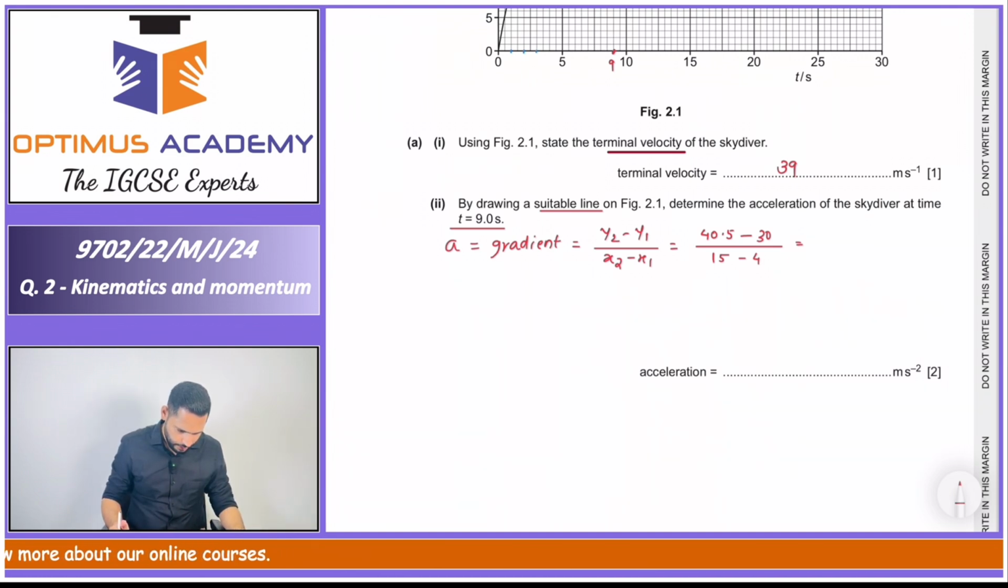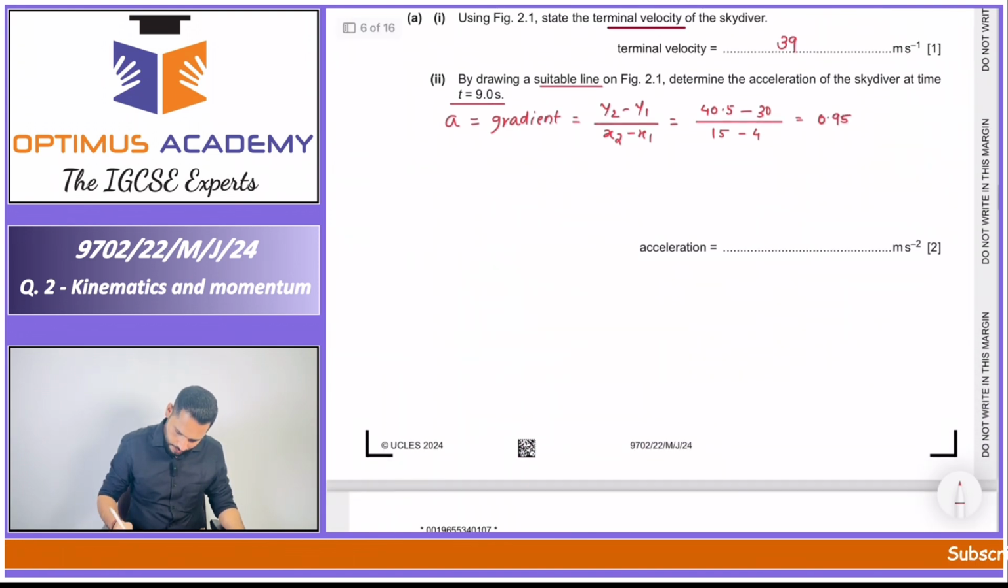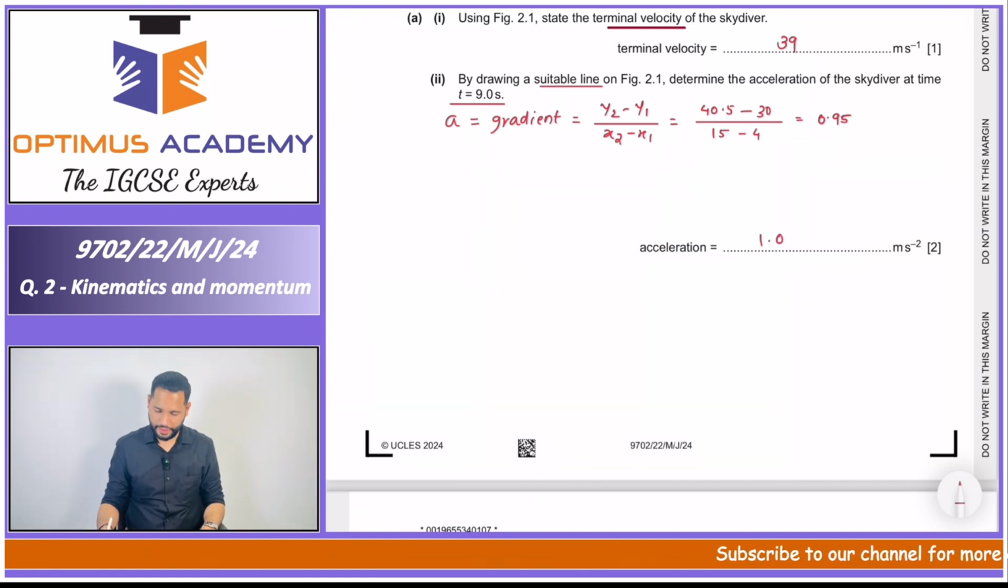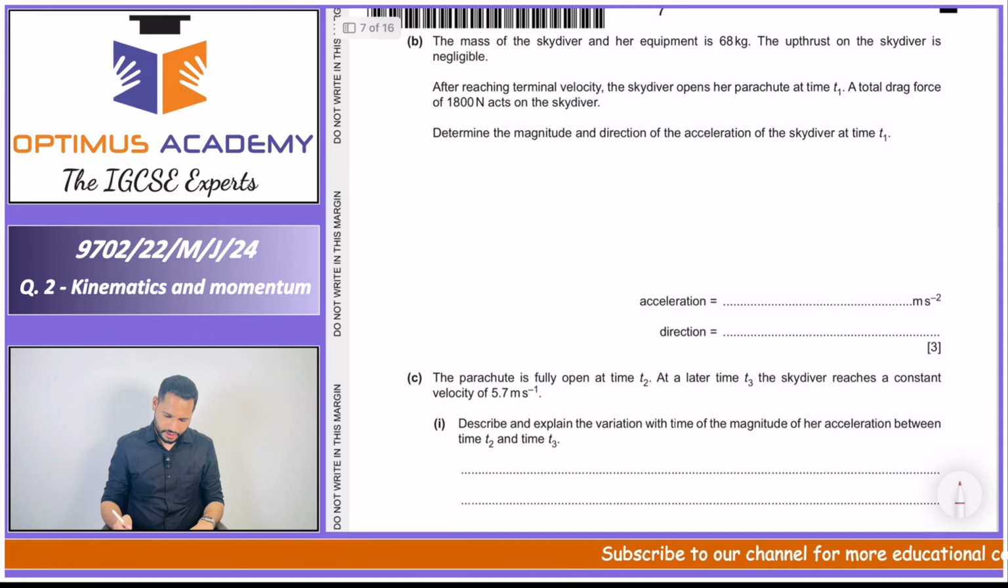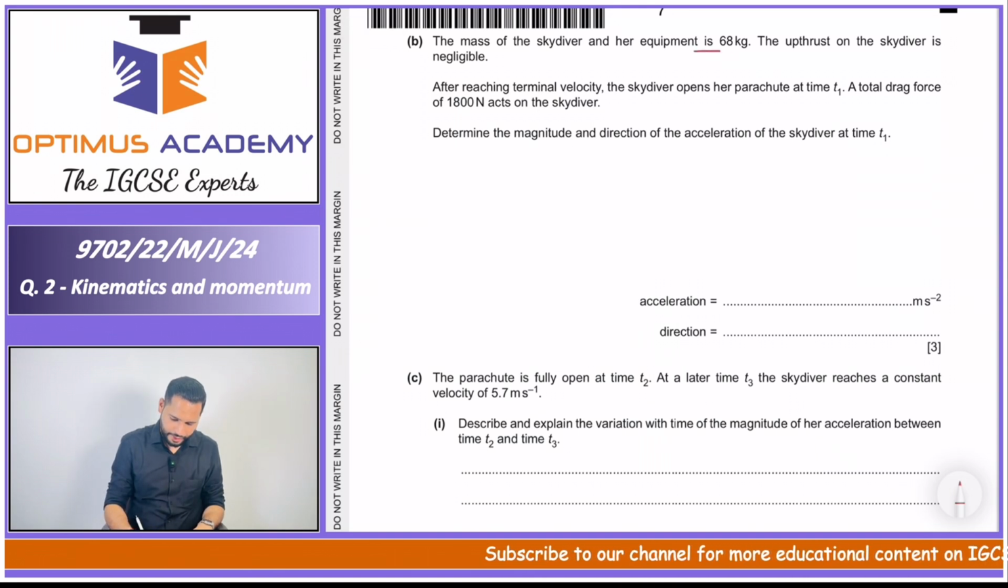The answer here is 0.95. So, we can write it as 1 meter per second square. The next question: the mass of the skydiver and her equipment is 68 kg. The upthrust on the skydiver is negligible.